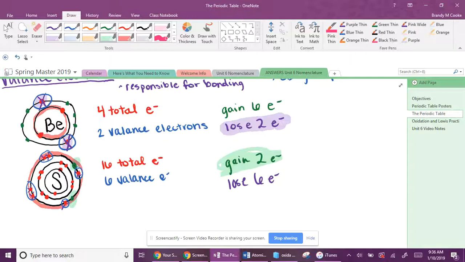And we're going to talk a little bit more about those charges in the next video. So that's valence electrons and how it deals with bonding in a nutshell.